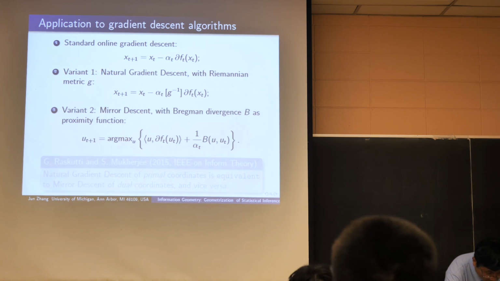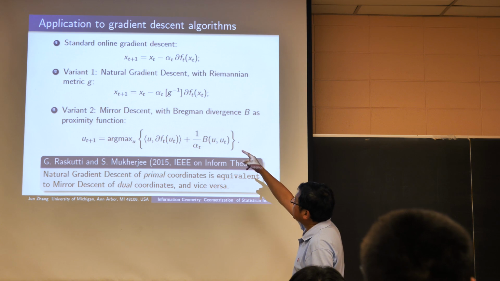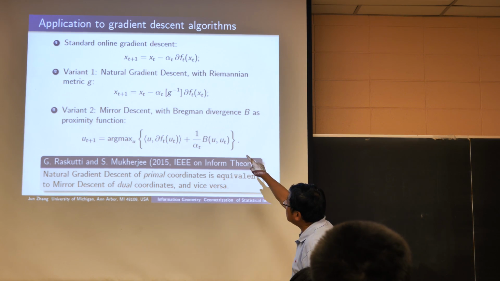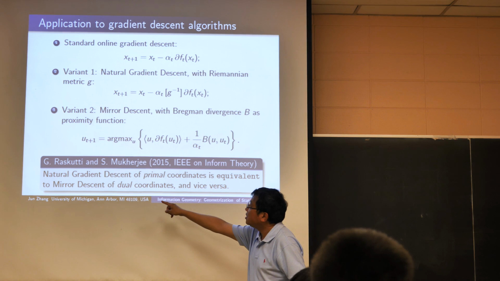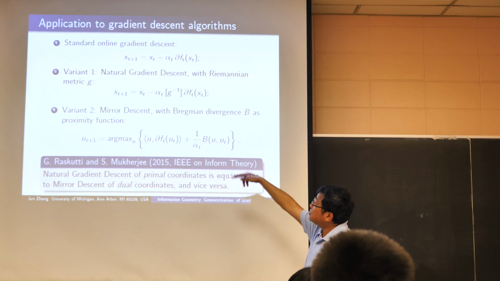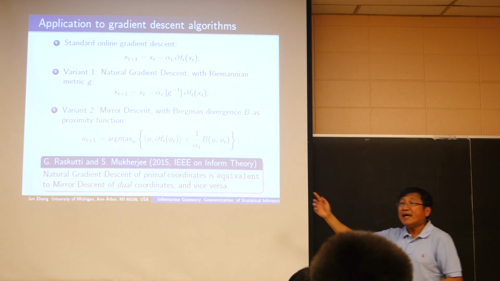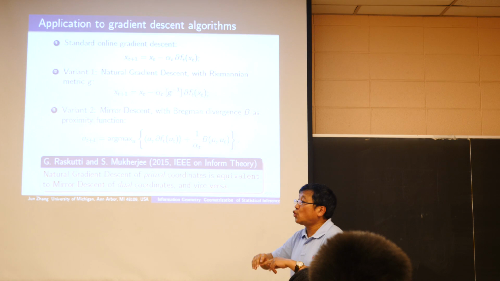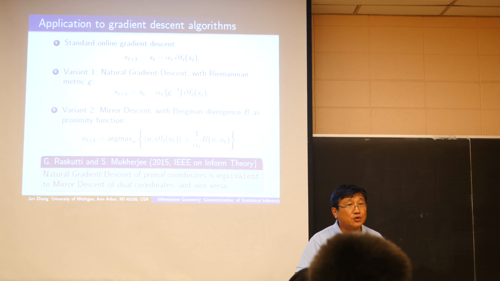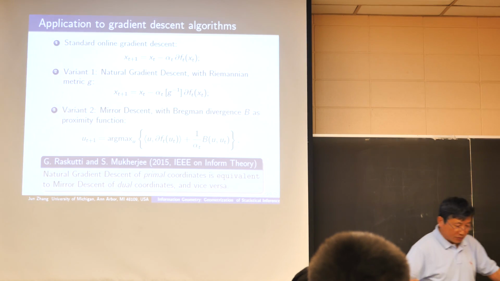Okay? So it was shown in this paper that the natural gradient descent of the primal coordinates is equivalent to mirror descent of the dual coordinates of the manifold. Okay, so these two algorithms are one and the same thing. Now there are two sets of coordinates on the same manifold. So we're dealing with the same manifold, but just two different coordinates in describing things. So they're not going on two different manifolds, they're the same manifold.